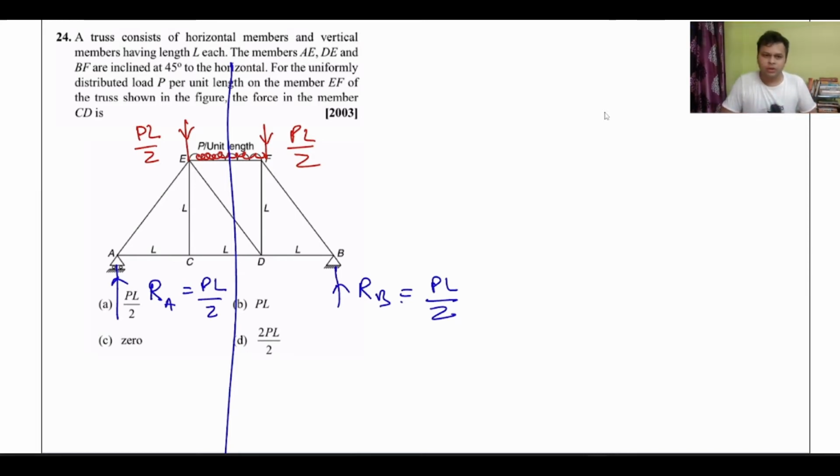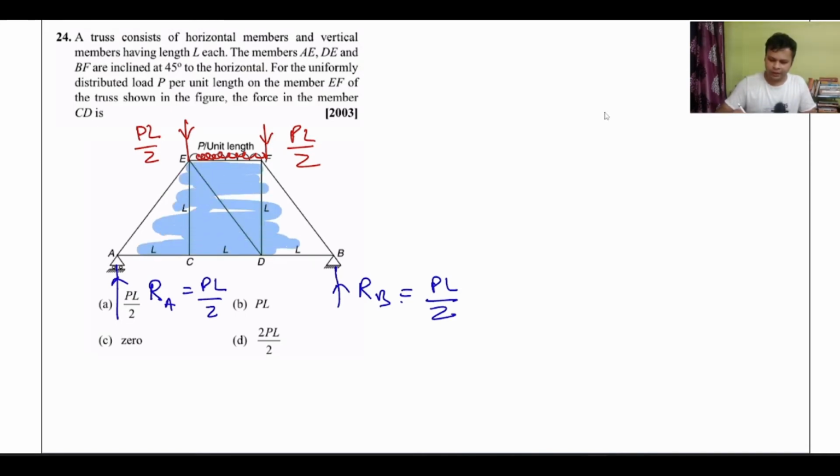Isn't it symmetrical? Now, for finding out the reaction, it is definitely symmetrical. The truss is not symmetrical, but the loading is. If you want to find out the reactions, you should know that while finding out reactions, we consider the whole truss as one single unit.